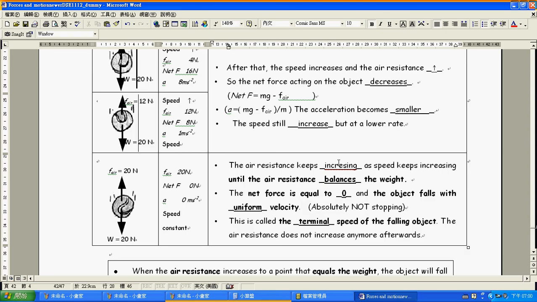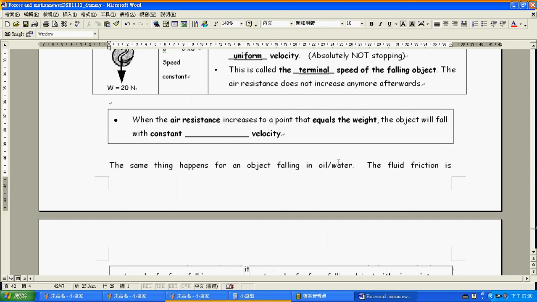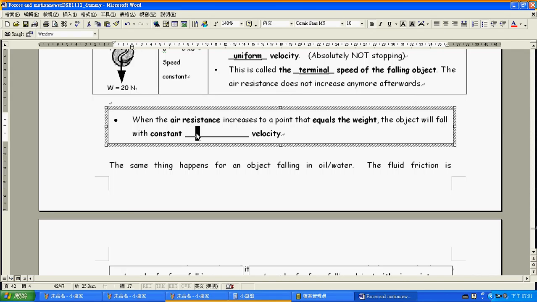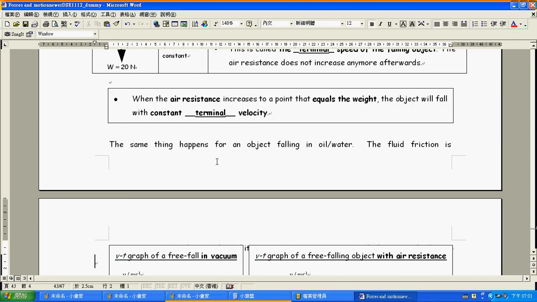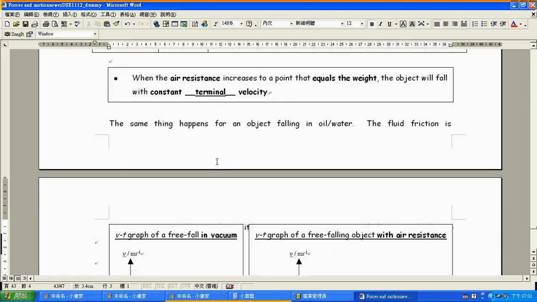The air resistance does not increase anymore afterwards. So let's look at this point to make clear. When the air resistance increases to a point that equals the weight, the object will fall with constant terminal velocity. And the same thing happens for an object falling in oil, falling in water.